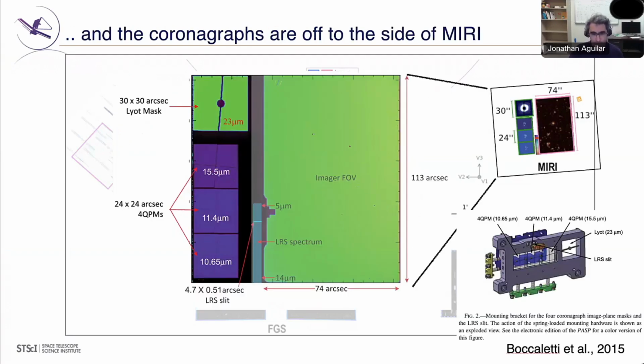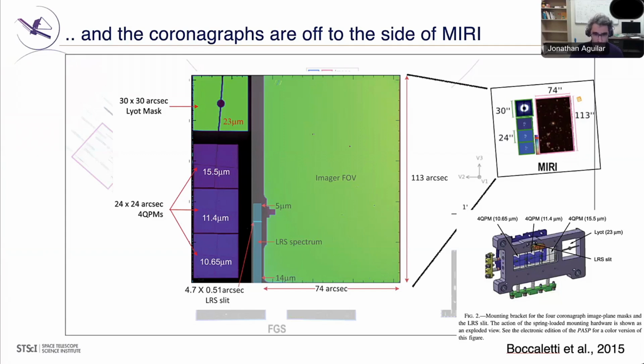And the coronagraphs are up and down the left side of MIRI in descending order of wavelength from the top to the bottom. We have the 23 micron LEO mask, which is a round mask, a round occulter similar to the ones on NIRCam. We have the 4 quadrant phase masks, 15, 11.4, and 1065 at the bottom of the detector. And on the right side, you can see the armature, the mounting bracket that they're on.